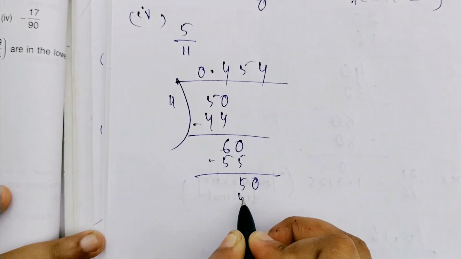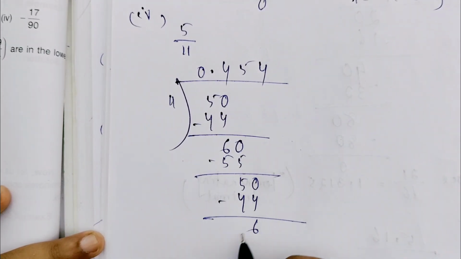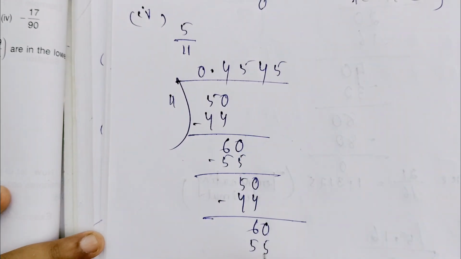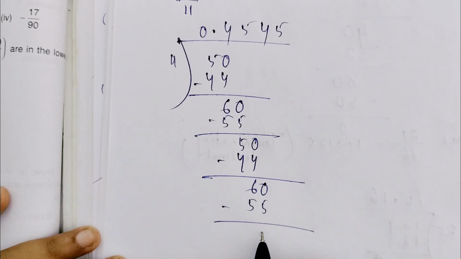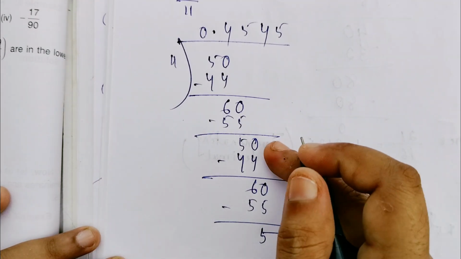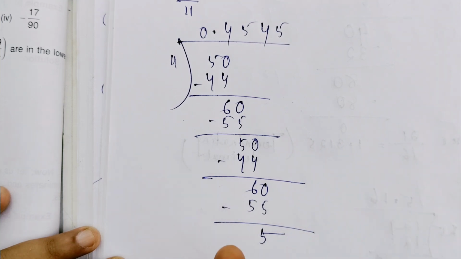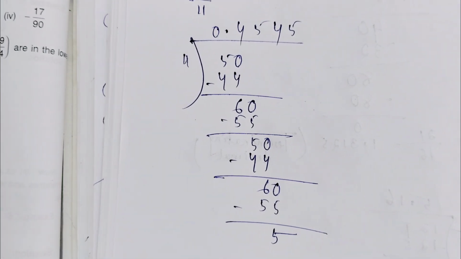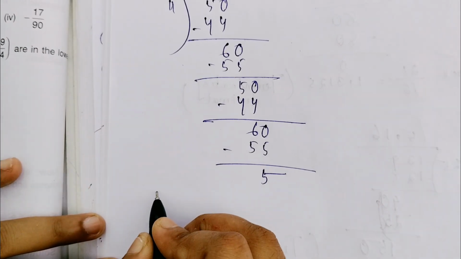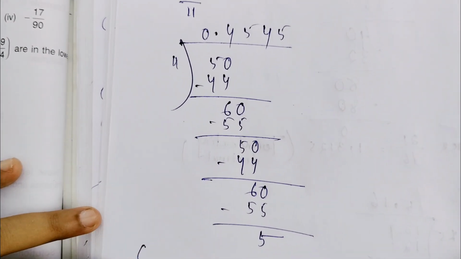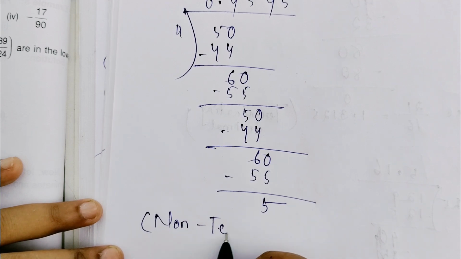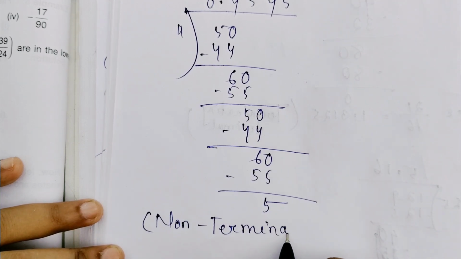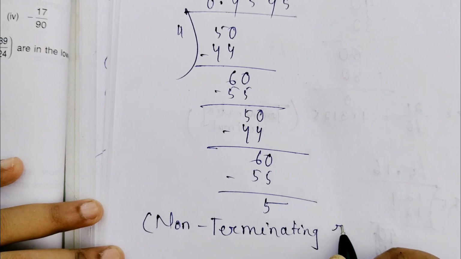Then 11 4s are 44. Then we find 6 and put 10, 60. Then 11 5s are 55. Then 60 minus 55 is 5. Here it is repeating. So it is a non-terminating repeating decimal number. So write non-terminating repeating decimal.